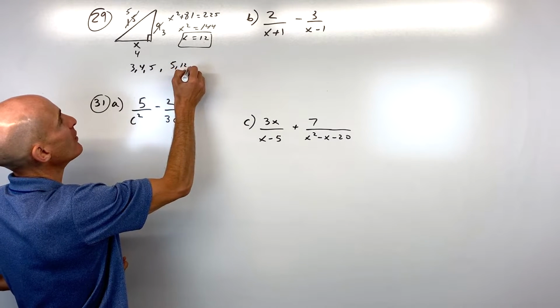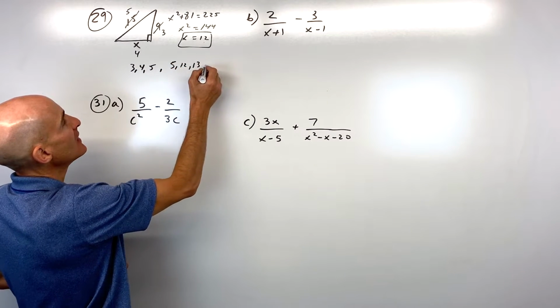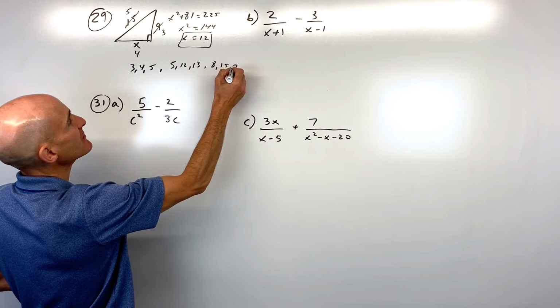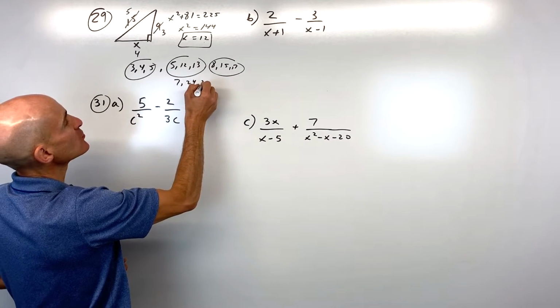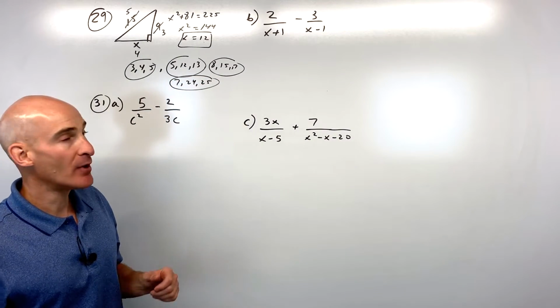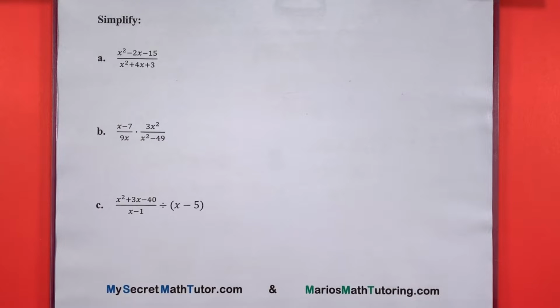Also 5, 12, 13 is a good one to memorize. 8, 15, 17 is another good one. And 7, 24, 25. So this is really good when you take the ACT, SAT, but good as you go on in math. All right, moving on to simplifying some rational expressions.